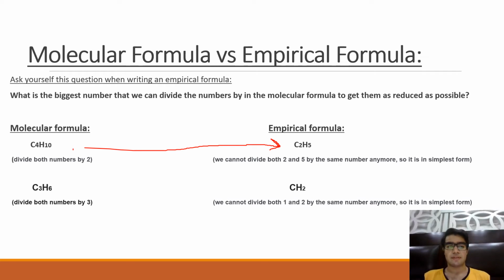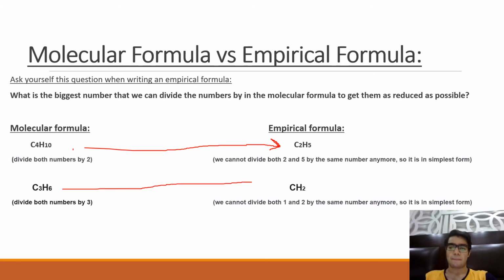Another example is C3H6. The highest number that you can divide 3 and 6 by is 3. So you divide 3 by 3 and you divide 6 by 3. 3 divided by 3 is 1, 6 divided by 3 is 2. 3 divided by 3 is 1, so you get C. There's no number in front of C, which means it's C1, but you do not write 1, you just leave it blank. So it's C and H2, because 6 divided by 3 is 2, so CH2. We cannot divide 1 and 2 by the same number anymore, so it's in the simplest form. This is the empirical formula, okay?